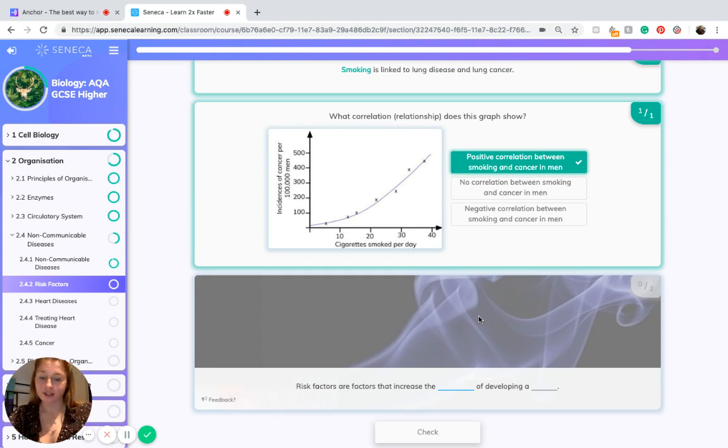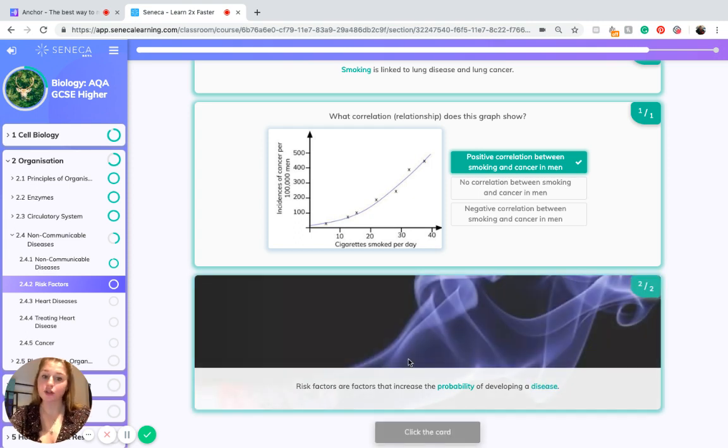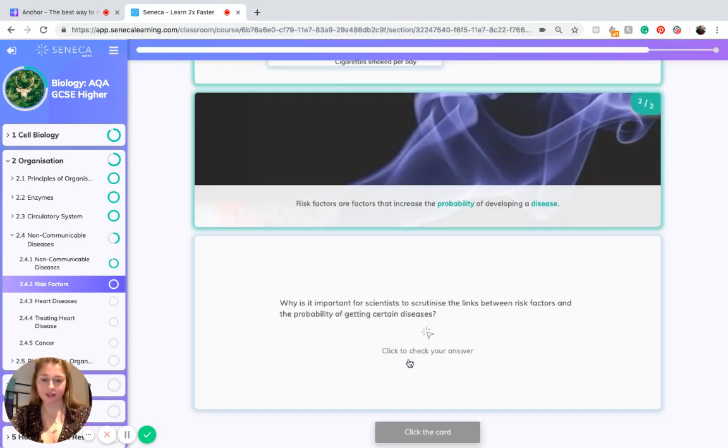So risk factors, just to recap on the definition of them as we just talked about them, are factors that increase the chance or the probability of developing a disease. So it doesn't necessarily mean you will develop it, but it increases the chance.